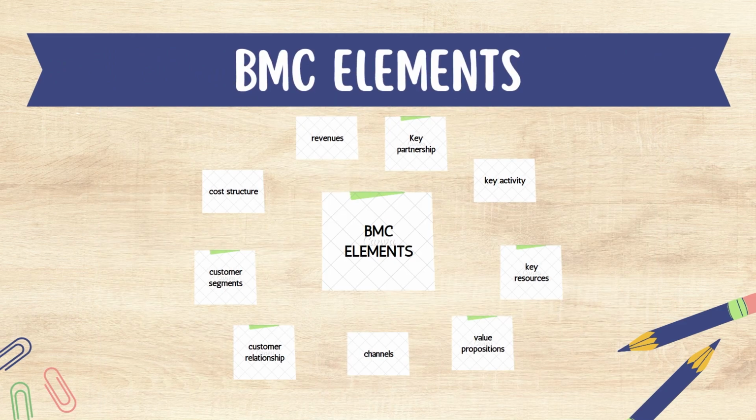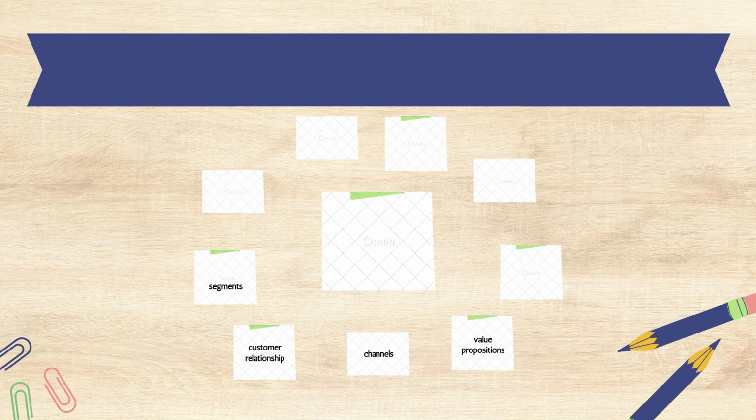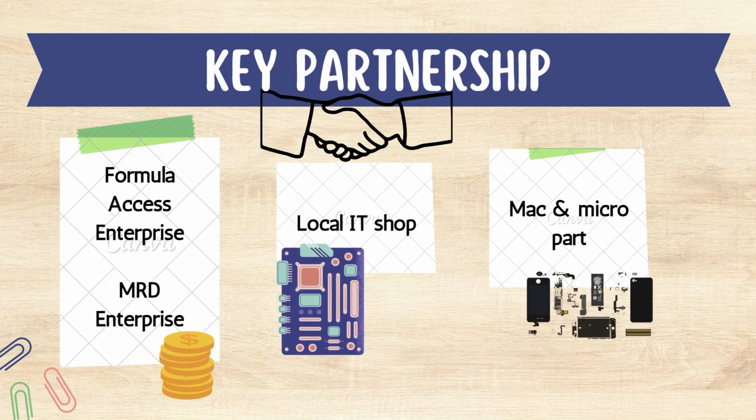We have nine BMC elements, which are key partnership, key activity, key resources, value proposition, channels, customer relationship, cost structure, customer segment, and revenue. Let's take a look at key partnership first. I have partnered with Formula Associates Enterprise and MRD Enterprise to provide capital for the development of my company.